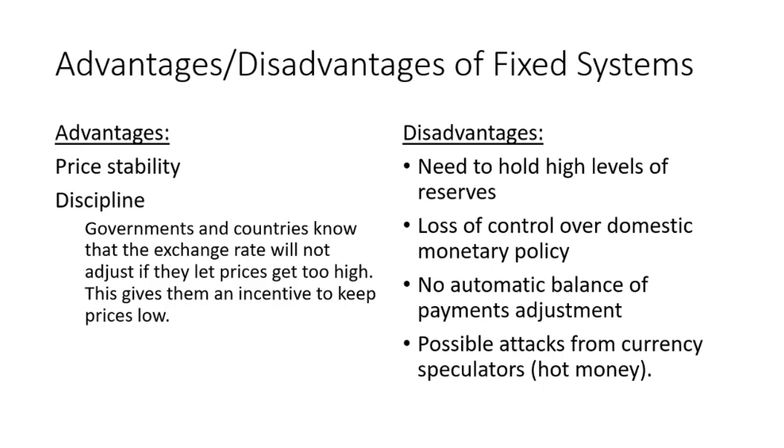No automatic balance of payments adjustment. In theory, if a country is running persistent deficits in their current account of the balance of payments, which means their imports are always higher than their exports, in a free-floating system, because imports are higher than exports, this suggests that supply is greater than demand. This suggests a situation where there's excess supply. There would therefore be downward pressure on the exchange rate, and it would continue to depreciate until exports were more competitive, imports were more expensive, and so people would be exporting more, importing less, and the balance of payments problem would be corrected. Possible attacks from currency speculators, which is hot money.